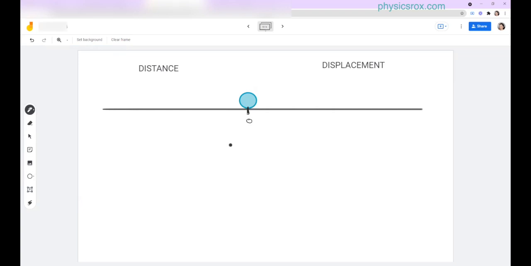I'll put this as O. O means the original position, the original point where it starts. Here we have 1, 2, 3, 4, 5. Backwards here 1, 2, 3, 4, 5. So what I'm labeling here is the distance in meters. Let's say this object is moving. Start from here, move here, then go that way. So it will move like that.